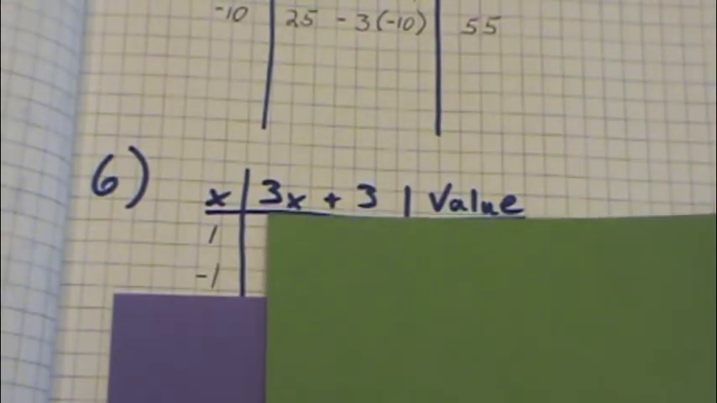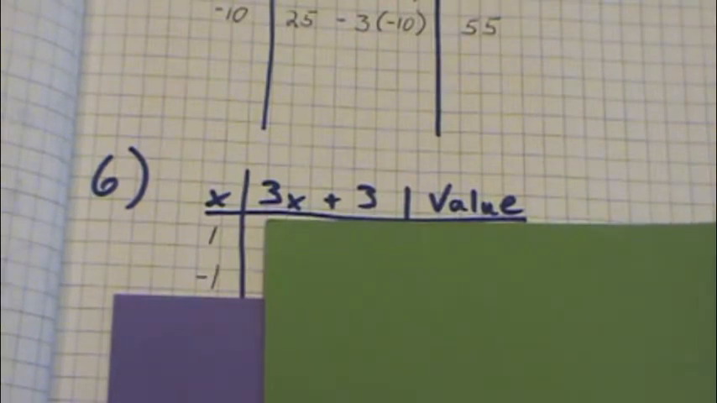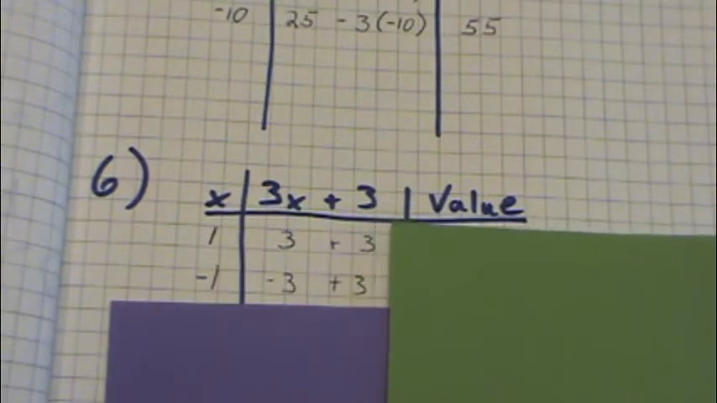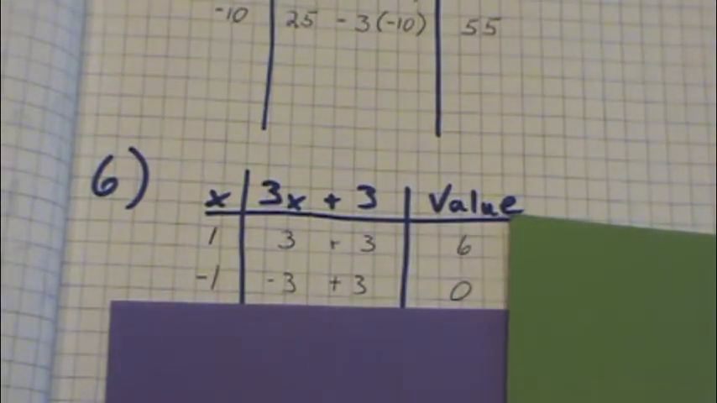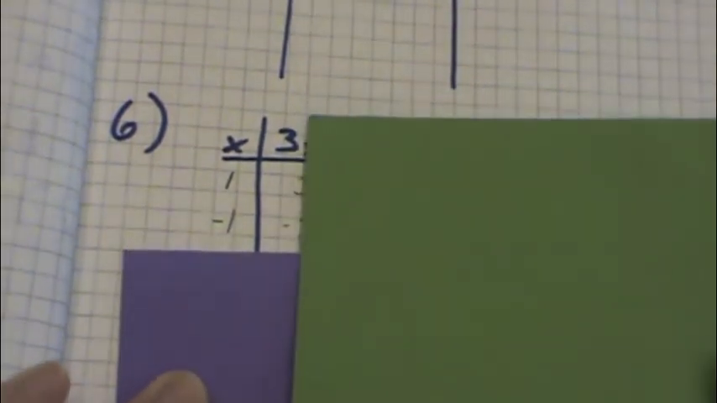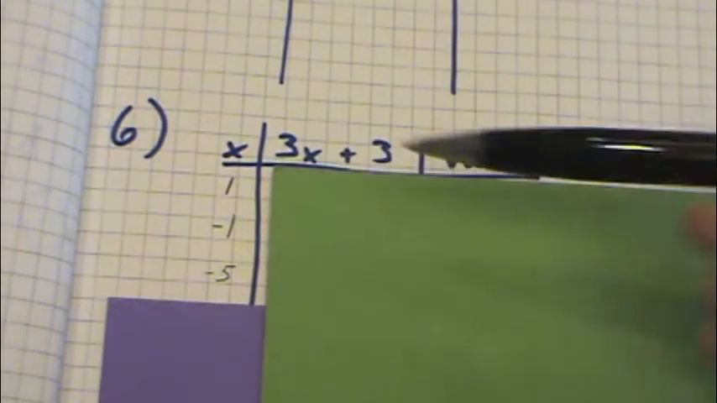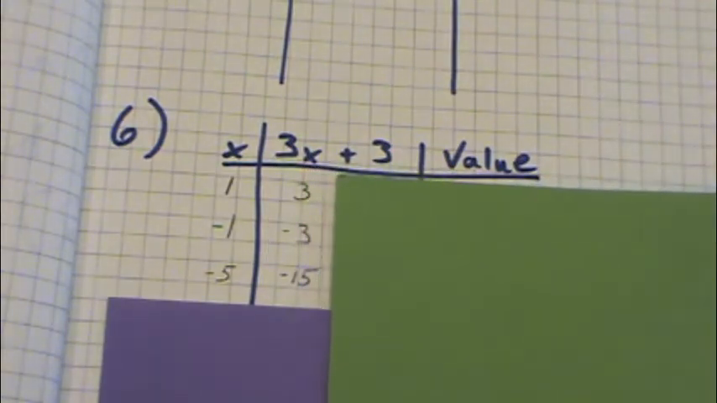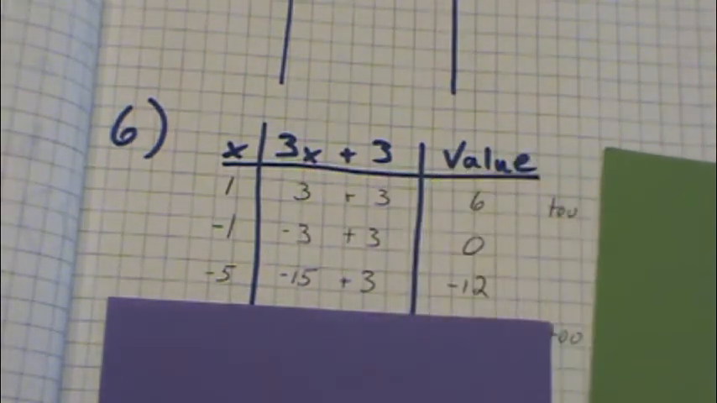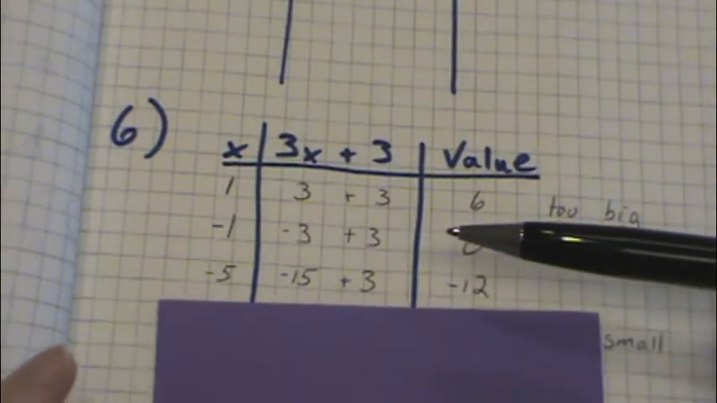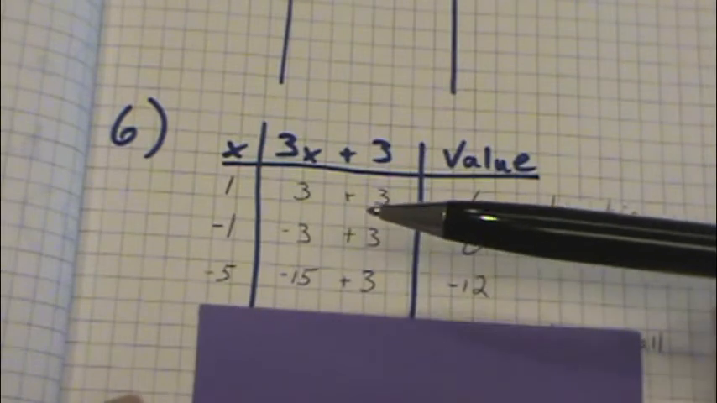Let's try putting in negative 1. If you plug in negative 1 for x, then you end up with negative 3 plus 3. The value is 0. Clearly, we're moving in the right direction. What number should we use next? What's that you say, Merrick? How about a negative 5? Okay, so if you substitute negative 5 in for x, then you have negative 15 plus 3, which gives you negative 12. Getting closer.